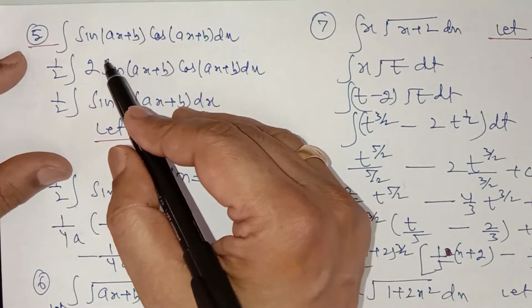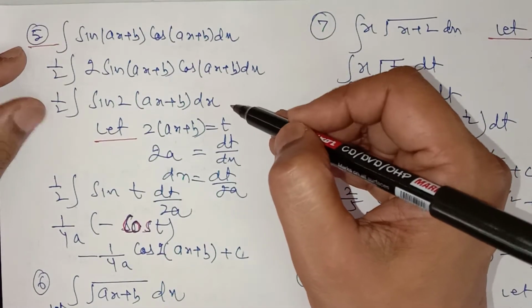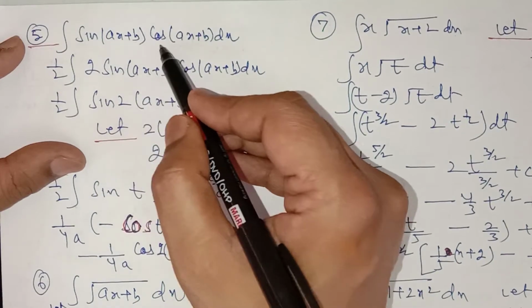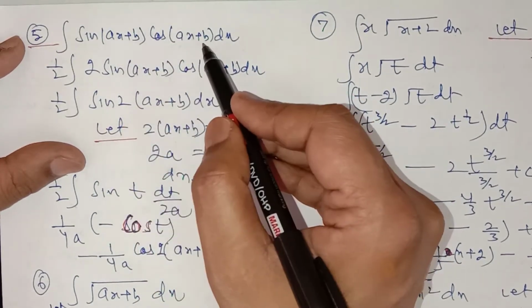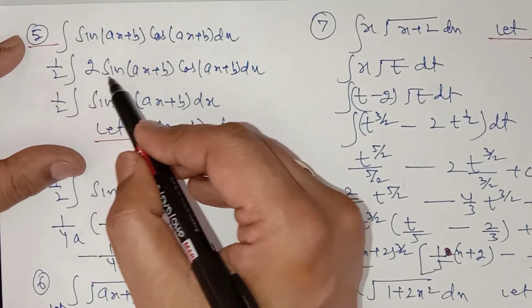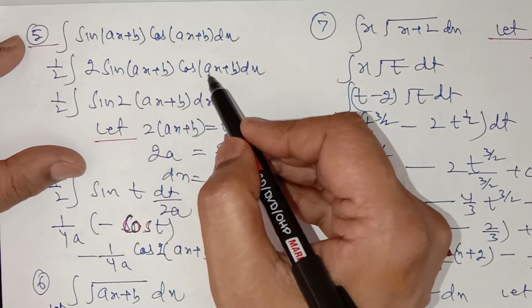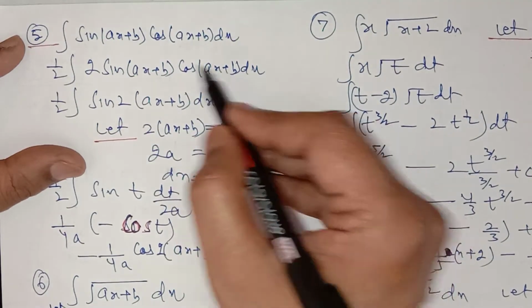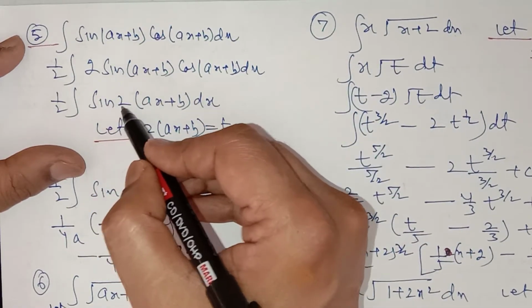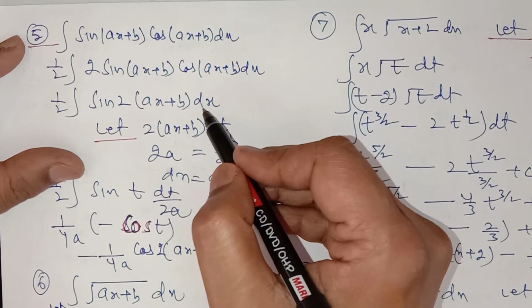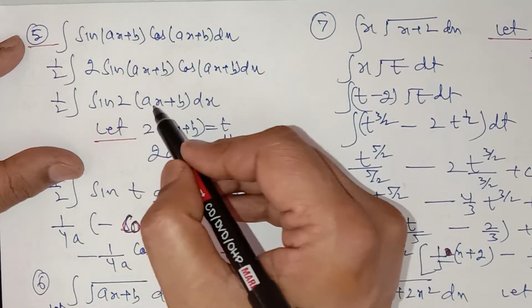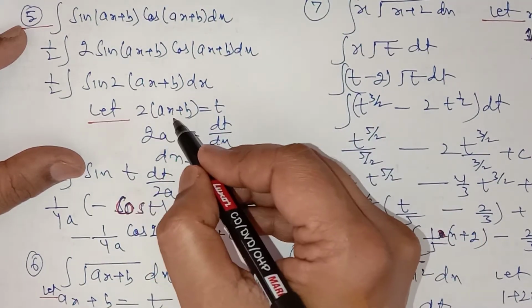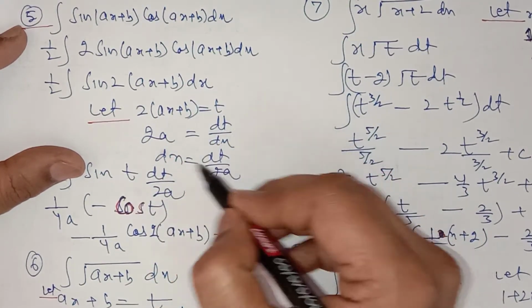Now in question number 5, you can do it in 3 to 4 ways. I have done it like this. This is sin of ax plus b into cos of ax plus b. This angle is the same, so I am multiplying and dividing by 2, so that it becomes the formula 2 sin x cos x, which is equal to sin 2x. So 2 sin of ax plus b into cos of ax plus b becomes sin of 2 into ax plus b with respect to x. Now you let 2 times ax plus b equal to t. The derivative dt upon dx will be equal to 2a, and dx will be equal to dt upon 2a.